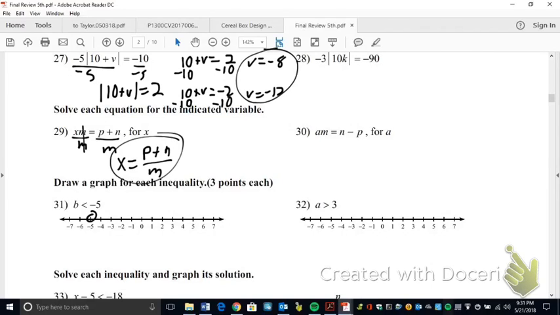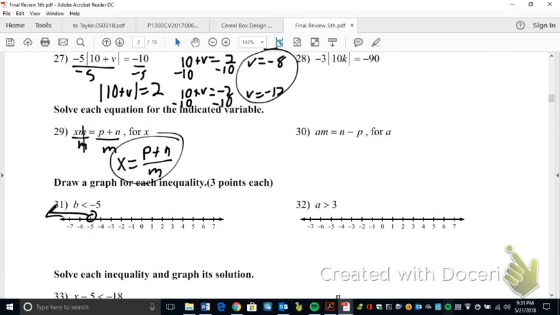So here we have b is less than negative 5. So I put the circle at the negative 5, and I left it open. Why open? Because it's less than, not less than or equal to. If this was b less than or equal to negative 5, I would have closed the circle because that means that negative 5 makes this true. By leaving it open, I say this isn't true at negative 5, but at all numbers less than that.